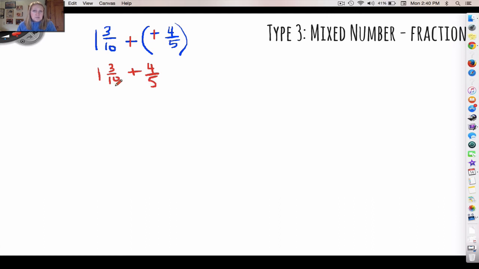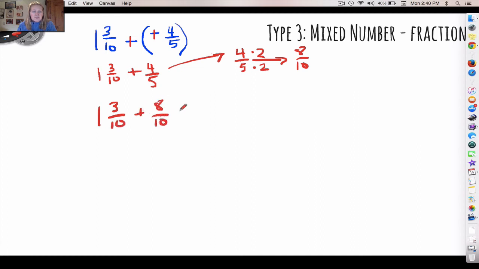10 goes into 10. 5 also goes into 10. So if we bump these two up, 4/5 times 2 over 2 will get us to 8/10. And then we have a common denominator. So then we have 1 3/10 plus 8/10, which means that we're going to have 1 plus 3 plus 8 over 10. So that means that we're going to have 1 11/10.